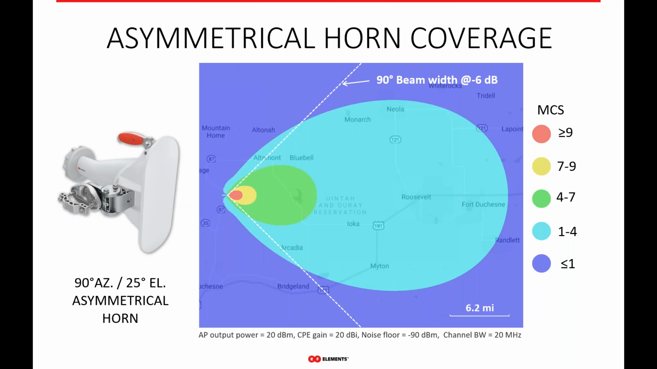So, the same really goes for our asymmetrical horns. Here's the coverage when using an RF Elements 90-degree asymmetrical horn. And again, any antenna would give similar results, but there are multiple MCS zone widths and beam width angles, and the signal goes beyond those angles as well, even with our horn antennas.